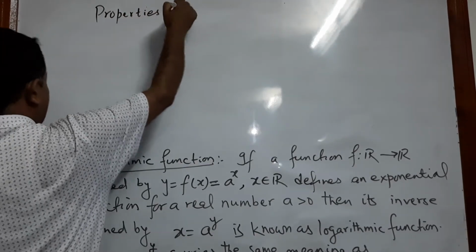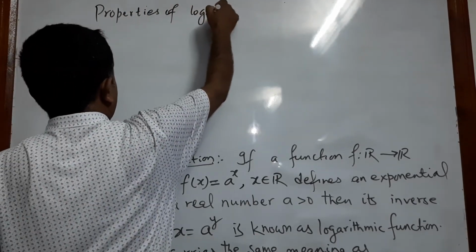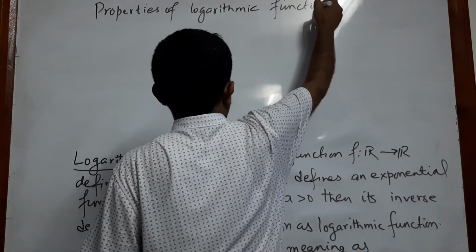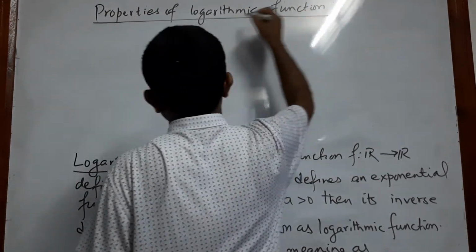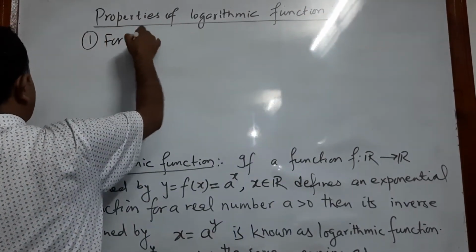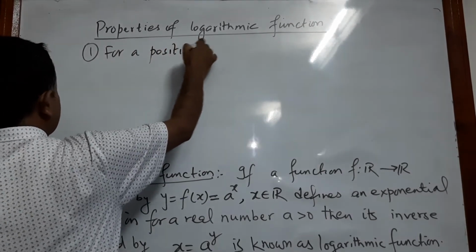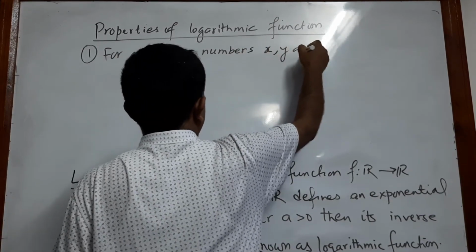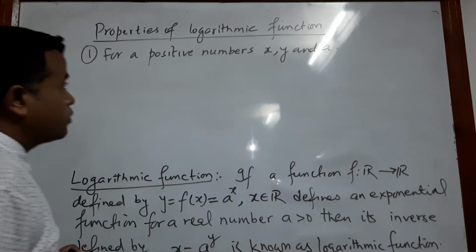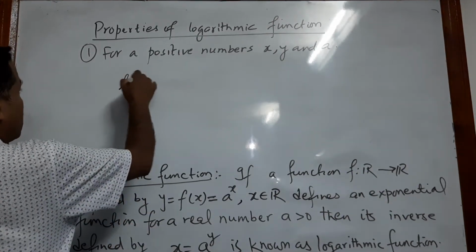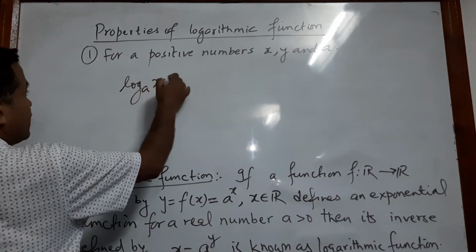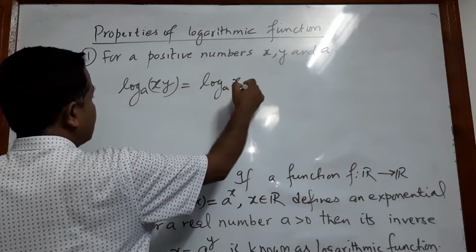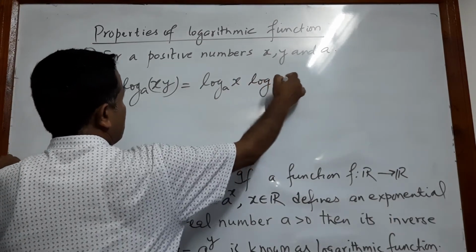Properties of the logarithmic function. First of all, for positive numbers x, y and a, log of xy to the base a equals log of x with base a plus log of y with base a.